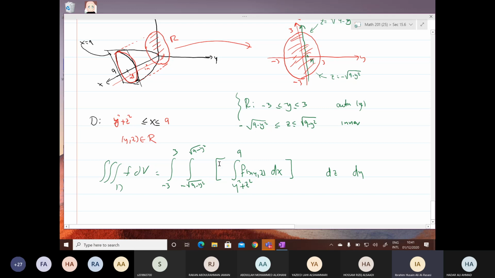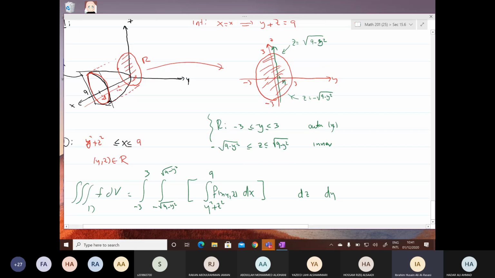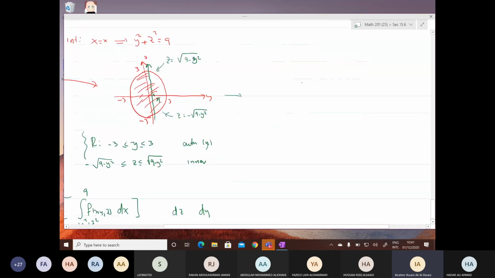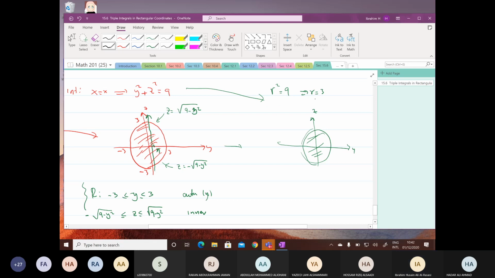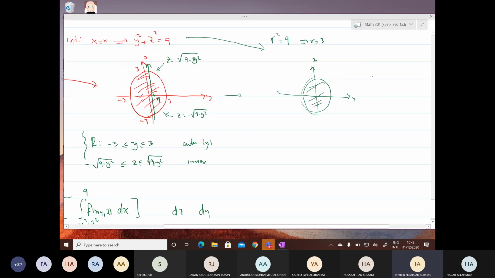And this is setting up the limits in this case. If you want to describe this in polar, again it is very simple. This is the region. What is the equation here? In y and z, r squared equals 9 and hence r equals 3. You have a disk, not new. So r between what and theta between what and what.